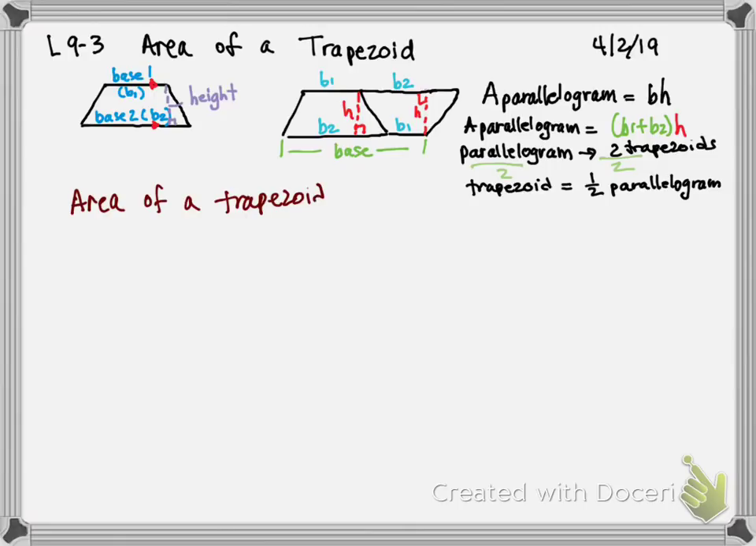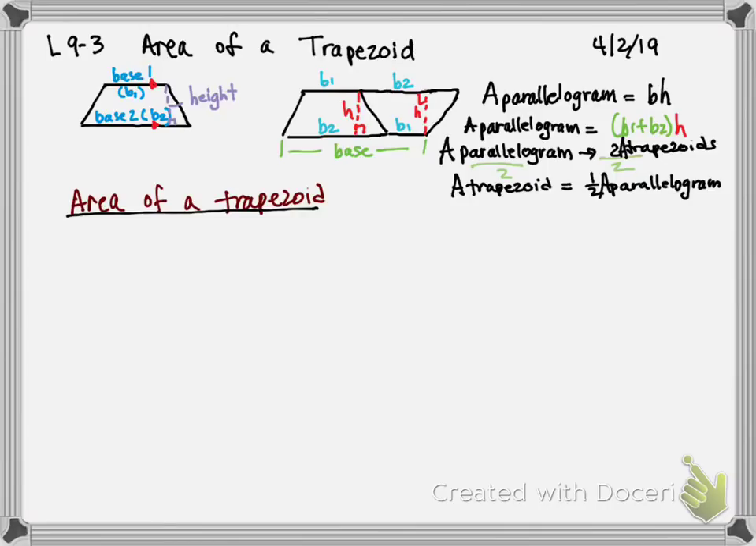So, the area of a parallelogram is base times height, but in my drawing, when I took two trapezoids and fit them together, the base of our parallelogram was actually the sum of B1 and B2, and then we had a height. But then we realized that in order for the area of one parallelogram, in fact, I'm going to add these guys back in, the area of the parallelogram would be two of the areas of a trapezoid. So the area of a trapezoid is going to be half of the area of a parallelogram. So of this particular one. So we have this formula that we're going to use. The area of a trapezoid is half the area of a parallelogram.